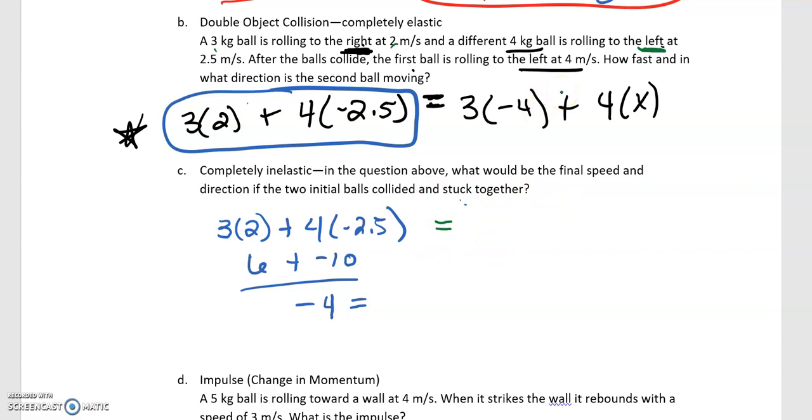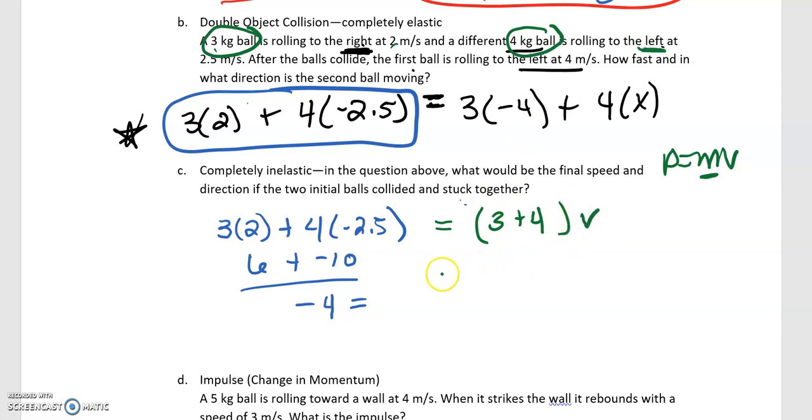Okay, now the final part, this is where it's a little bit different. Because our objects are sticking together, they are going to be moving at the same velocity, but the mass isn't just going to be one of their masses. Because I'm still using p equals mv, my mass is going to be the sum of the masses. So the 3 kilogram ball is now stuck to the 4 kilogram ball, and they are going to act together as one mass. It's like having a single 7 kilogram mass, because 3 plus 4 is 7, and they'll be moving at the same velocity.